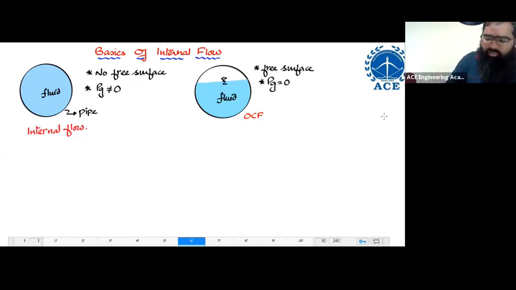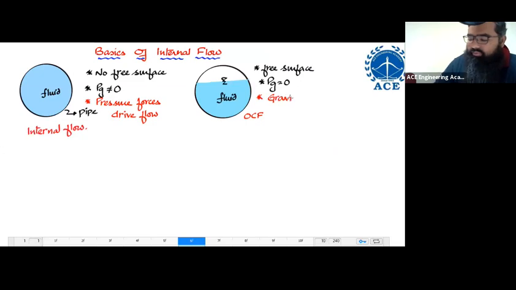Now, remember, whenever you are having internal flow, the flow is going to be governed by pressure, or pressure is going to drive the flow. Pressure forces are driving flow. Now over here, who is going to drive the flow? Gravity forces will drive the flow. Gravity forces are going to drive the flow. This is regarding the basic difference between internal flow and open channel flow.